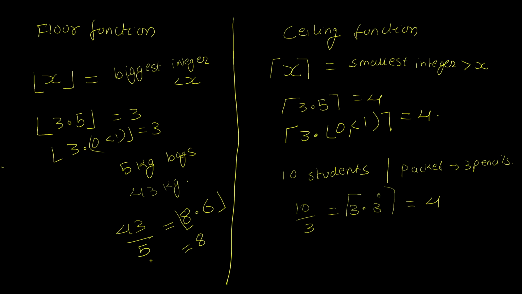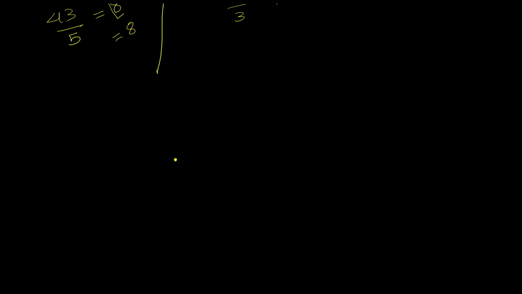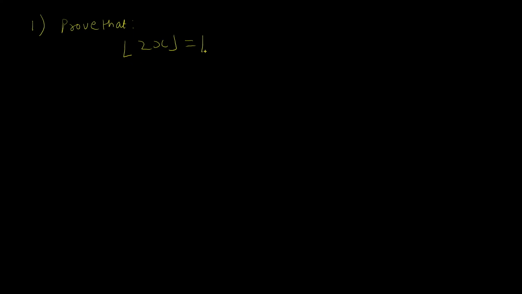So these are just a few typical examples, and these functions are applicable in a multitude of cases. Let's be focused on our syllabus and do a couple of problems related to floor and ceiling functions. The first question asks me to prove that the floor of twice a given value is equal to the floor of the value plus the floor of the value plus a half. And it's difficult to see something like this is true at first glance, but let's brace ourselves and prepare a few ideas before diving into this problem.